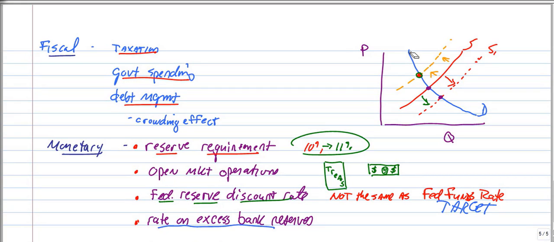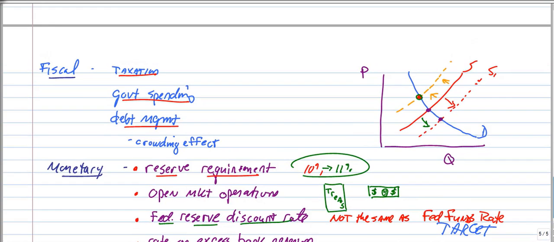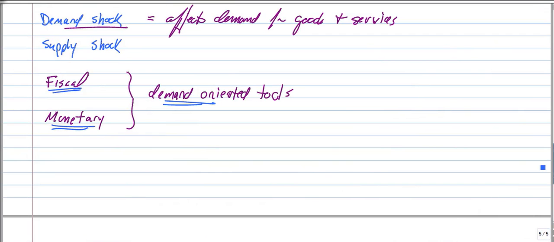So those are our monetary tools. And we said fiscal policy and monetary policy are both demand-oriented tools. So what in the world is a supply-oriented tool? What's supply-side policies? Well, I would imagine, I don't know how old you folks are, but most of you would probably be too young to remember the Ronald Reagan era.